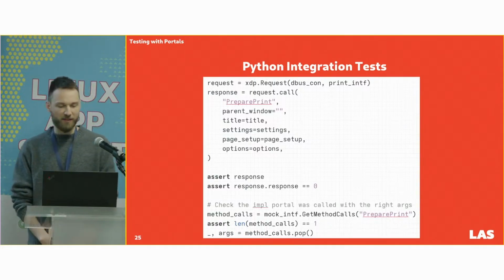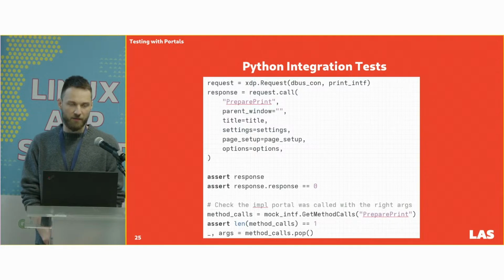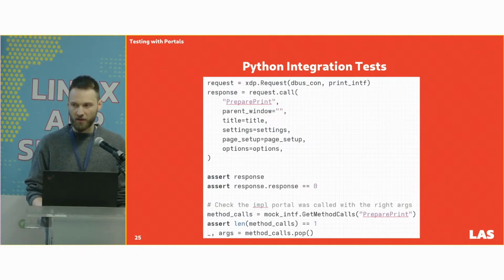And this is a more realistic thing, where we create a request for a specific functionality in the print portal, and then we can quite easily, just with a helper call, get a response and check the response, then call into the mocked backend and look at it with the get method calls. We can basically look at what the backend got, and check, okay, the prepare print in the backend was called one time, and there are certain arguments, and then we could go on to check that the arguments are as we expected.